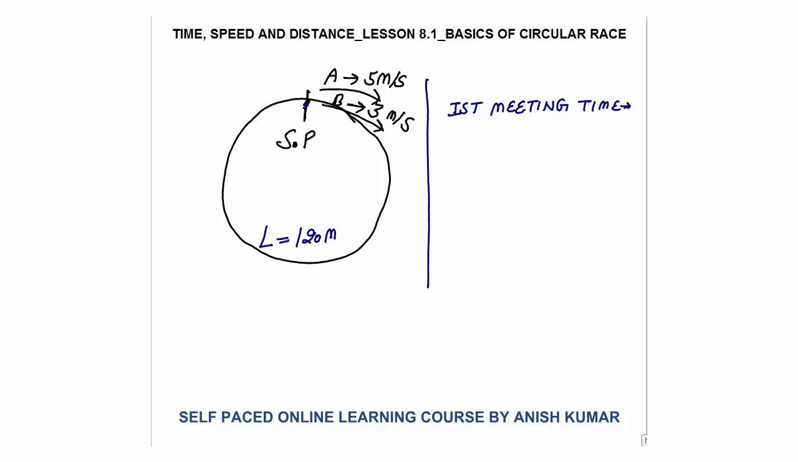Hello, this is time, speed and distance lesson 8.1. In this I will continue to discuss the basics of circular race. Here is a circular track of length 120 meter.